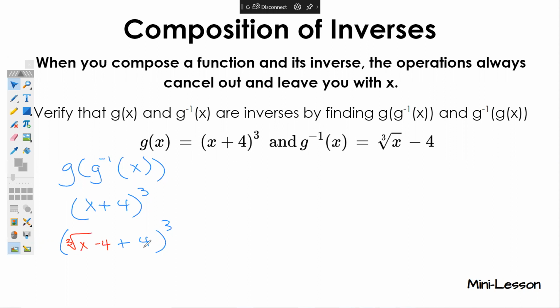When I simplify this down, negative 4 and 4 are going to cancel. And I'm going to get the cubic root of x raised to the third. Well, these are going to cancel out. So that gives me x. So it works over here.